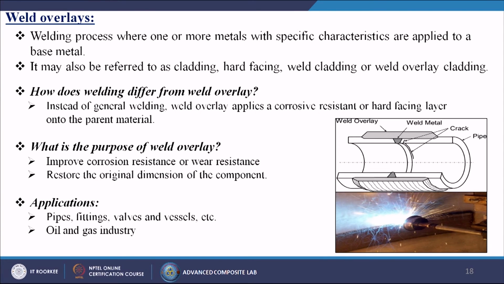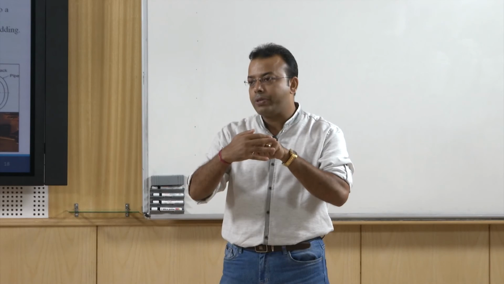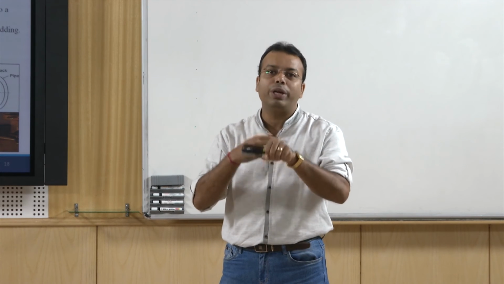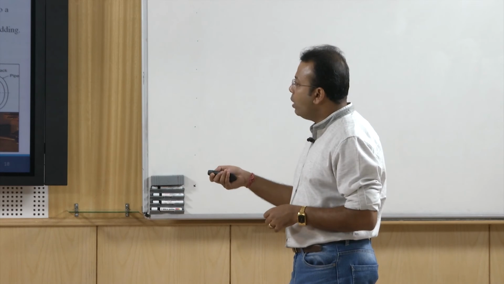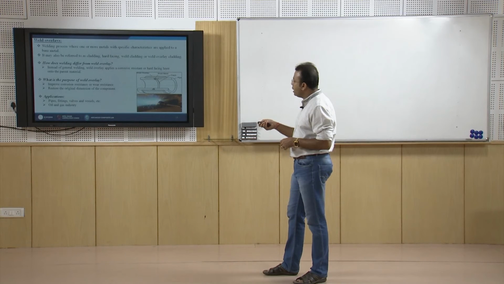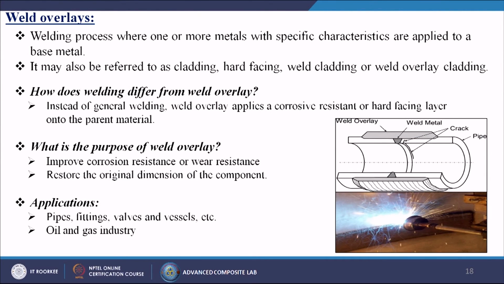So, initially we are trying to join these two materials, so we do the welding. Now we have a welding joint there. On top of that we make a layer of some other material, by which we do the weld overlay. So, what is the purpose of weld overlay? Improve corrosion resistance or wear resistance, and restore the original dimensions of the component.